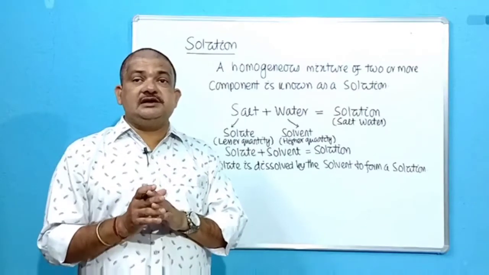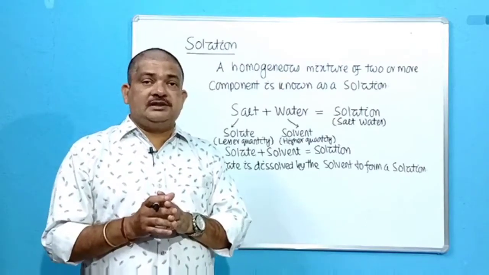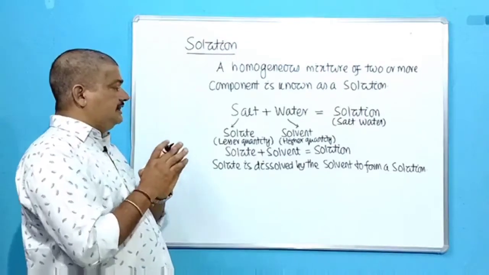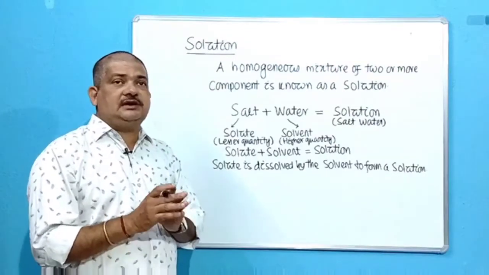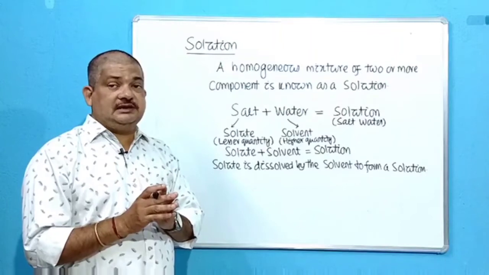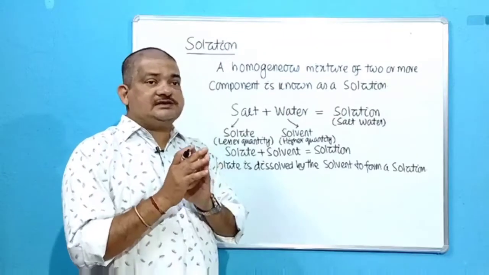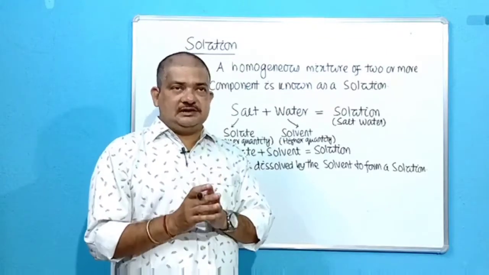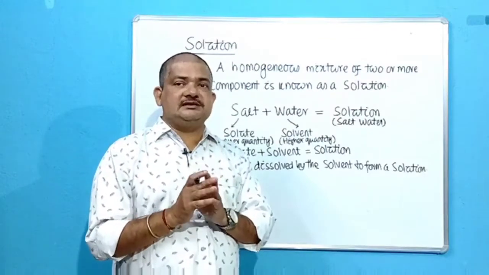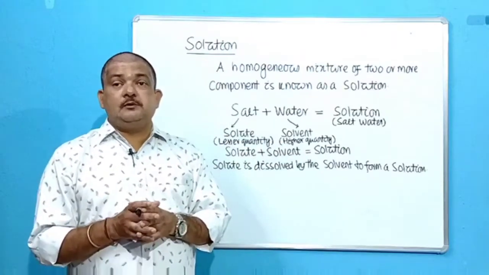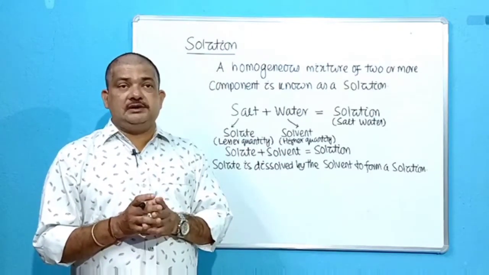So these are the characteristics of a solution. Then the different amounts of solute and solvent which are present in a solution is called its concentration. So the different amounts of solute and solvent present in a solution is known as its concentration. And there are various ways, various means to express the concentration of a solution.